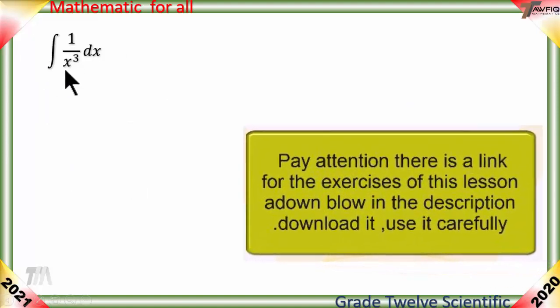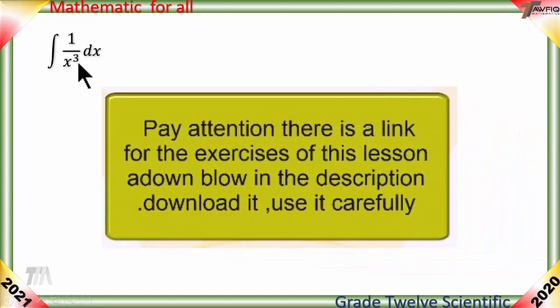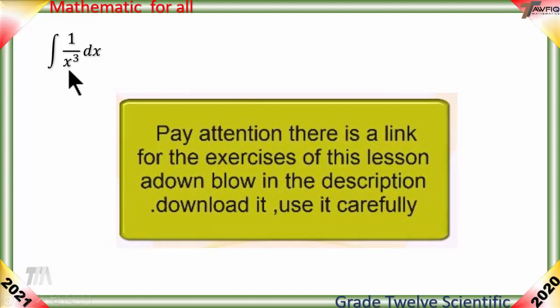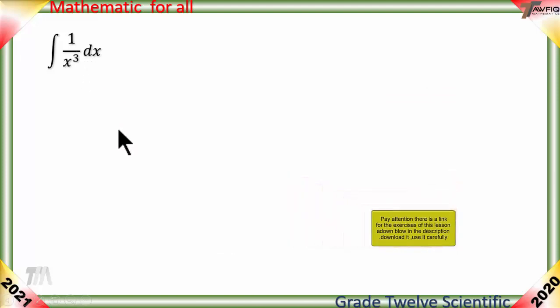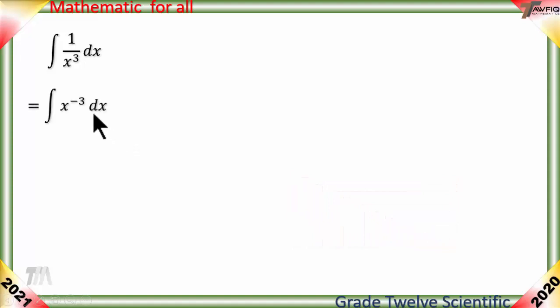Integral of 1 over x cubed. First of all, we must take x cubed from the denominator to the numerator by changing the sign of the power. So it becomes integral x to the power minus 3 dx. And now, by taking the integration, it becomes x to the power minus 2 over minus 2, because when we add 1 to minus 3, it becomes minus 2. Simplifying, it becomes minus 1 over 2x squared.